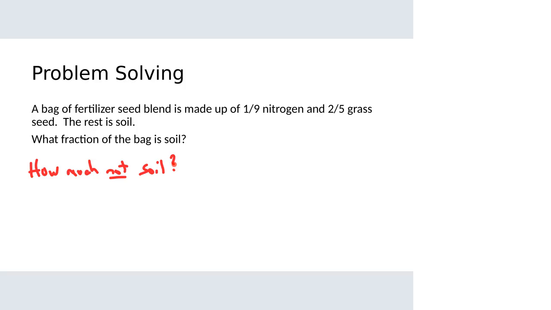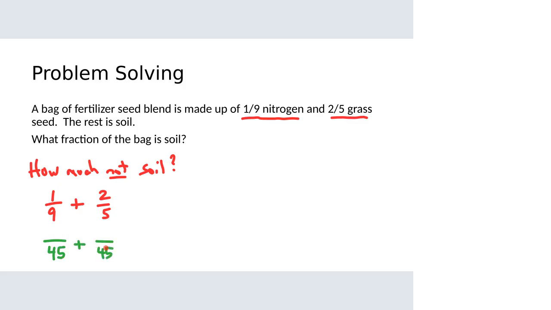And that's, well, 1/9 of the bag is nitrogen and 2/5 is grass seed. So if I add those together, that's how much of the bag is not soil. So I need to take 1/9 and add it to 2/5. Have to have a common denominator. What's a good common denominator for 9 and 5? All right, good, Katrina, Laura, 45. So we'll use 45 as our common denominator here.